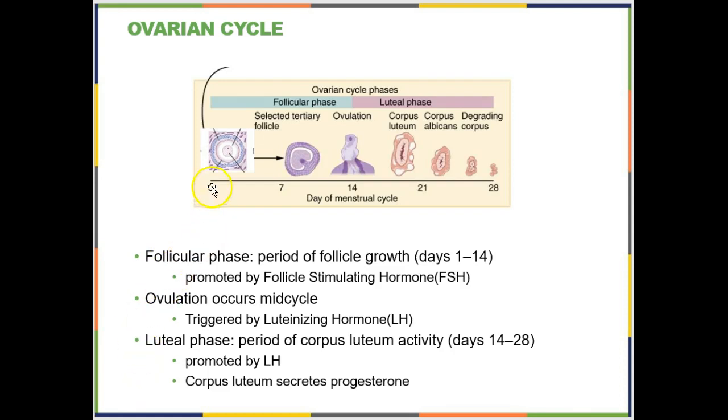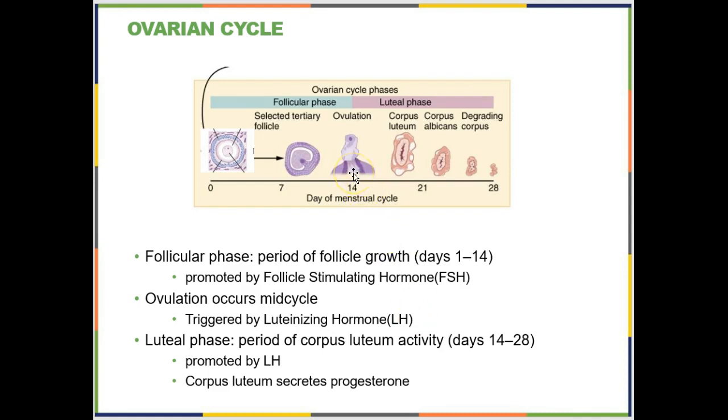The follicular phase is just when the follicle is developing or growing, and this is stimulated by follicle-stimulating hormone. Now we finally understand where it gets its name. Then on or about day 14, ovulation occurs. You want to know that this is triggered by luteinizing hormone.